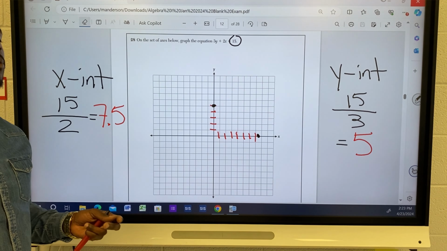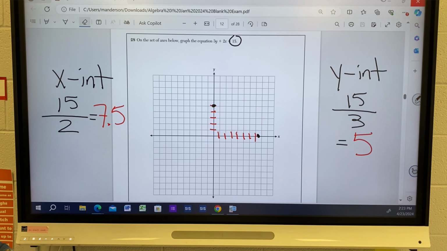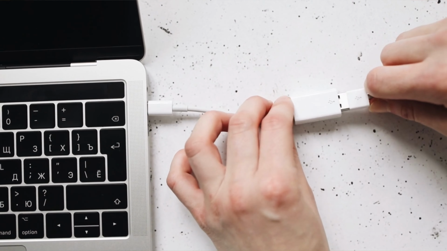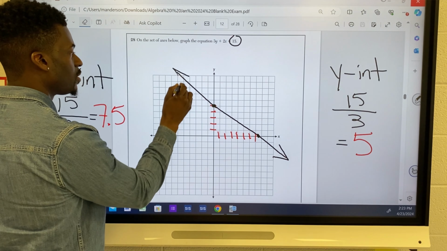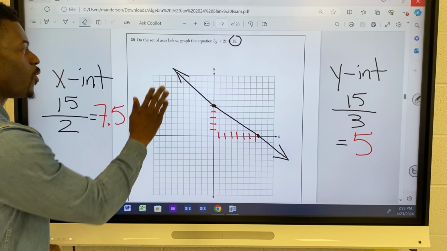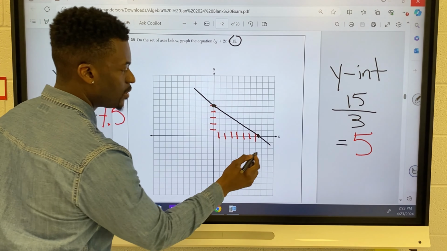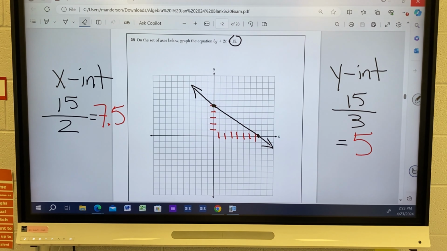Do we need any more points to make a line? No, not at all. So what should I do with these 2 points? Connect them. I'm going to try to make this straight without a ruler. It really shouldn't go off the graph, so let me just make my arrow here. Of course, you guys have rulers, so your line will be a lot straighter than mine.